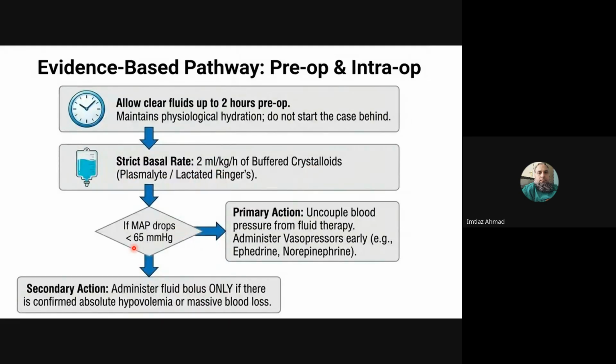If MAP drops less than 65 millimeter of mercury, primary action should be to uncouple blood pressure from fluid therapy. Administer vasopressors early, for example, ephedrine and norepinephrine should be used. Secondary action should be to administer a fluid bolus only if there is a confirmed absolute hypovolemia or massive blood loss.